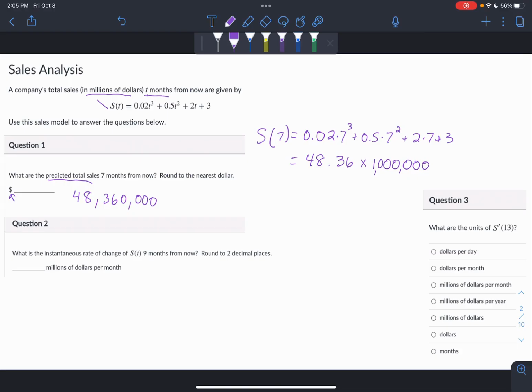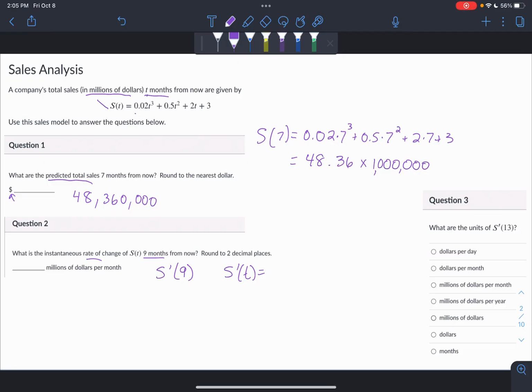Okay. For the second question, we want to know the instantaneous rate of change of S of T from 9 months from now. So this means that I need the first derivative, because that's an instantaneous rate of change, and we want it when T is equal to 9. So first we need to find S prime of T. Okay, so you can't plug anything in yet. You need to find the derivative first.